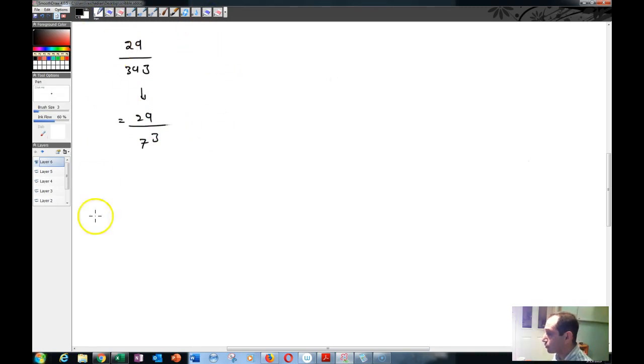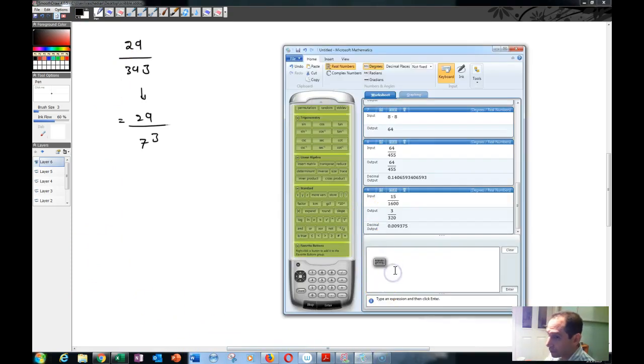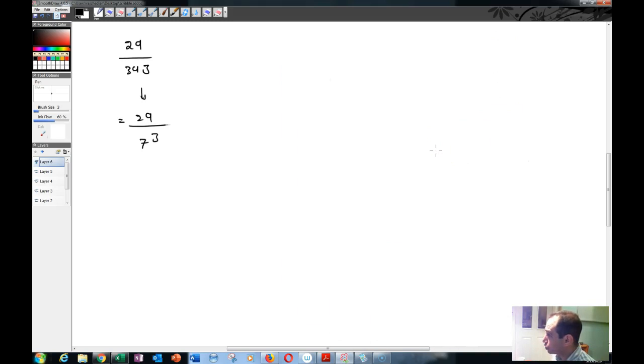So that is that. For example, 29 by 343 has some sort of non-terminating decimal representation. Or if you have, for example, something like 23 over 2 cubed times 5 squared, you can make some changes to it. The only factors that you have in the denominator are factors of 2 and 5.